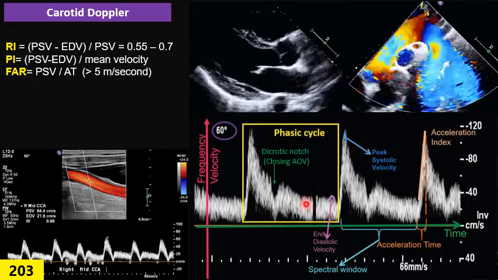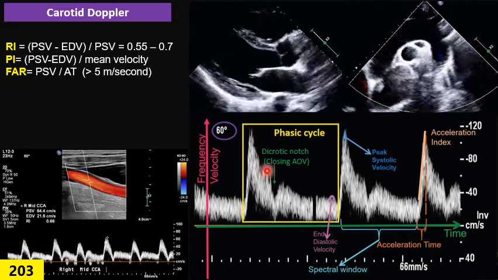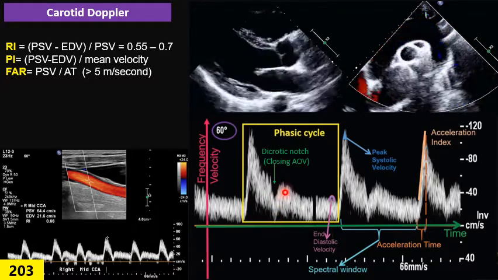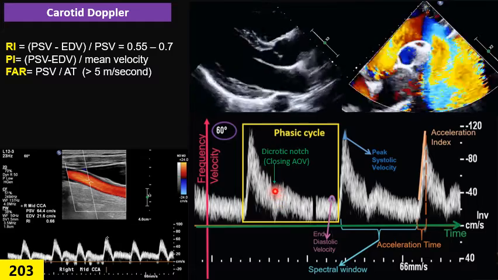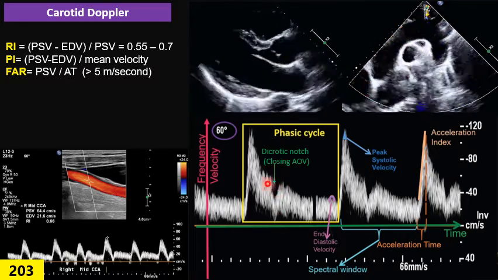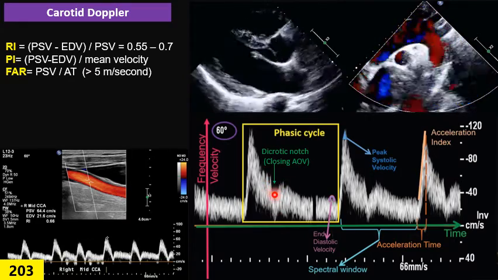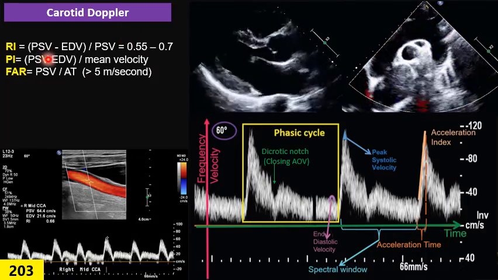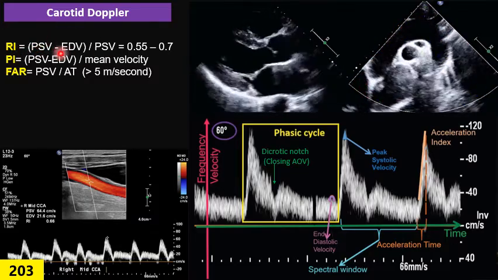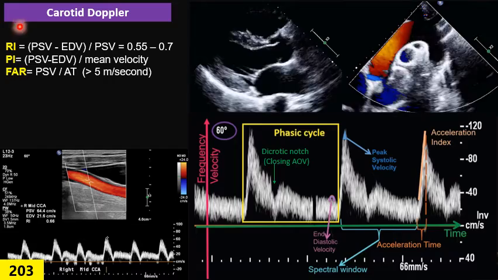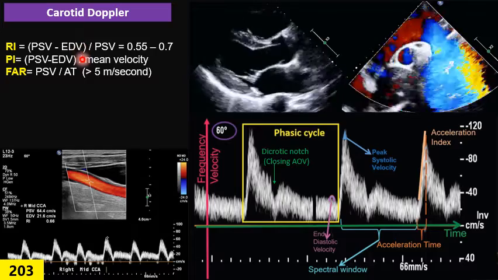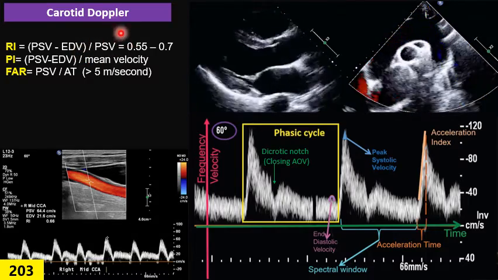Before I go there, I forgot to mention the notch that goes close to zero, after which blood suddenly bounces up again and goes forward. This notch we call the dicrotic notch, which represents closing of the aortic valve. Those three parameters are, first, the resistance index, which represents how resistant the vessel we interrogate by Doppler is, and it is calculated as peak systolic velocity minus end diastolic velocity divided by peak systolic velocity.